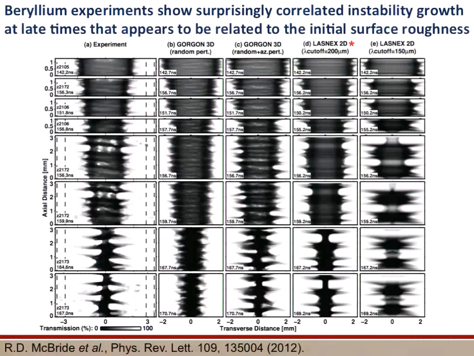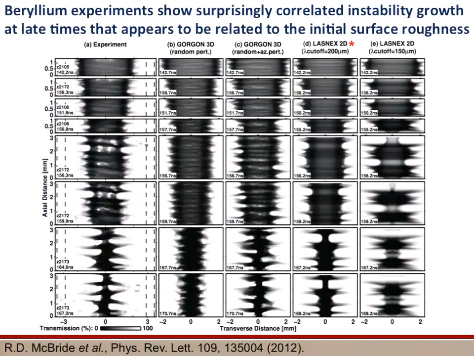So taking these data, we wanted to then see how our codes would do reproducing them. So we took these radiographs experimentally, then we generated some synthetic radiographs with various codes. We found that to get agreement was not trivial. It depended on the initial conditions. In LASNEX, or in Gorgon, in 3D codes, we found that we had to have some initial azimuthal seeding to get the azimuthally correlated structure that we see in the experiments. And so that's a question we want to address.